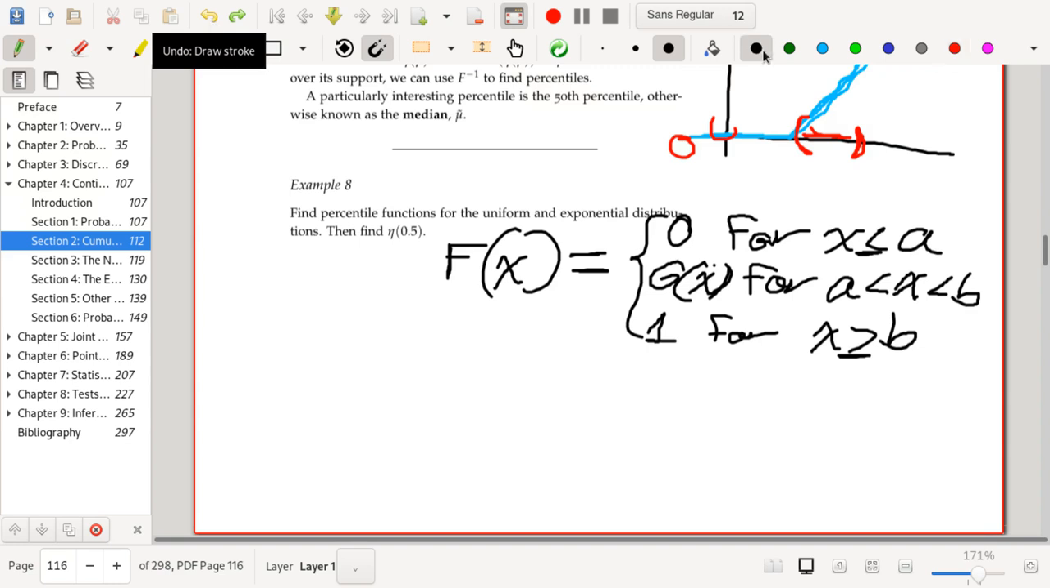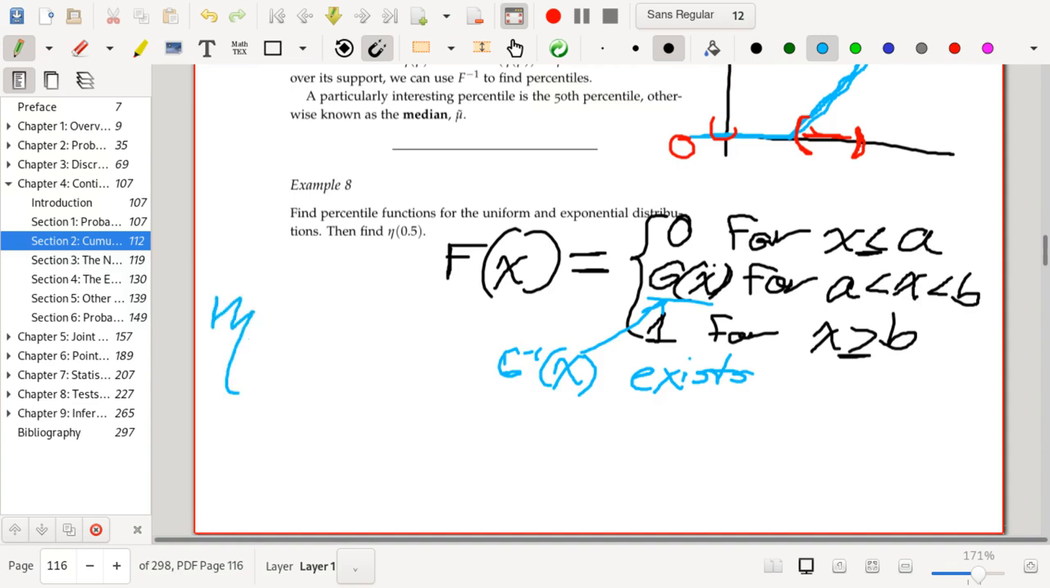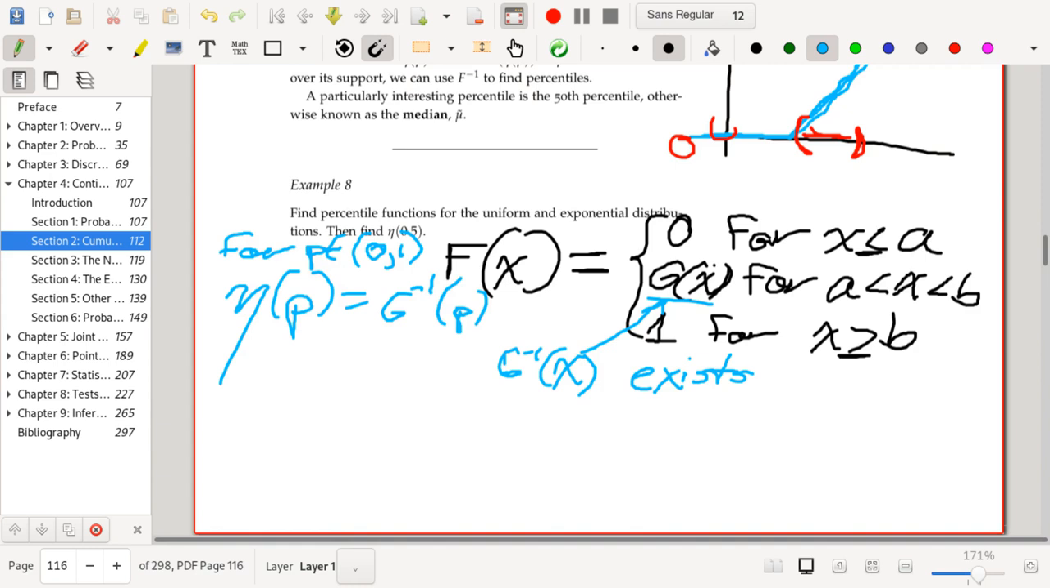And we'll say that G is invertible, so G inverse of x exists. Then our percentile function, a of p, for p in the region 0 to 1, will be G inverse of p. Also, just for what it's worth, if you're interested, for p equals 0 or p equals 1, you could still come up with the percentile function for those.